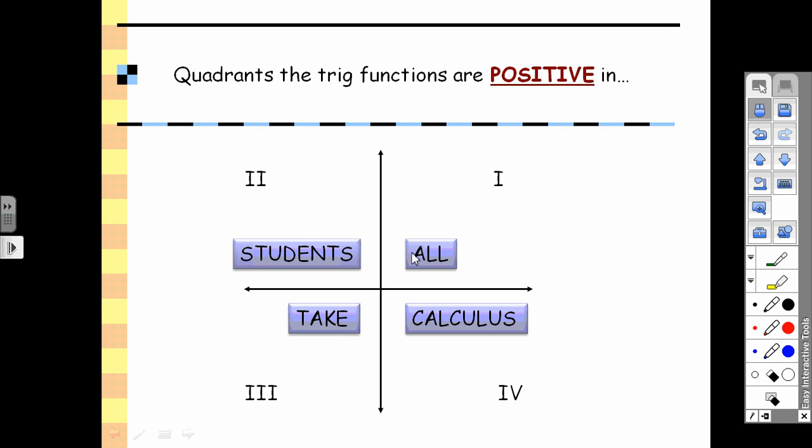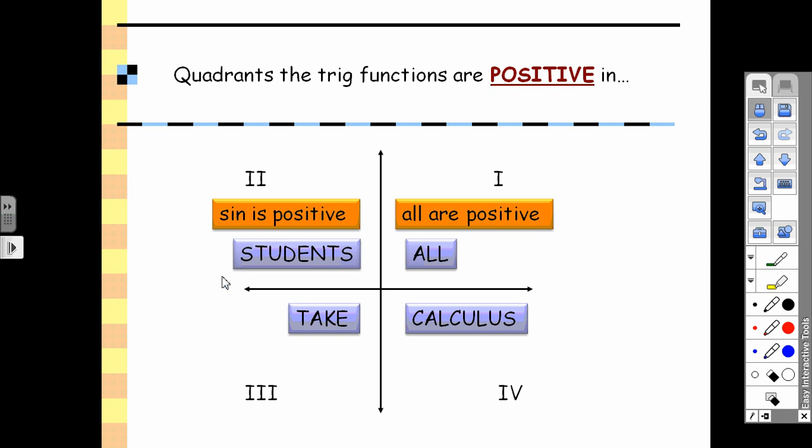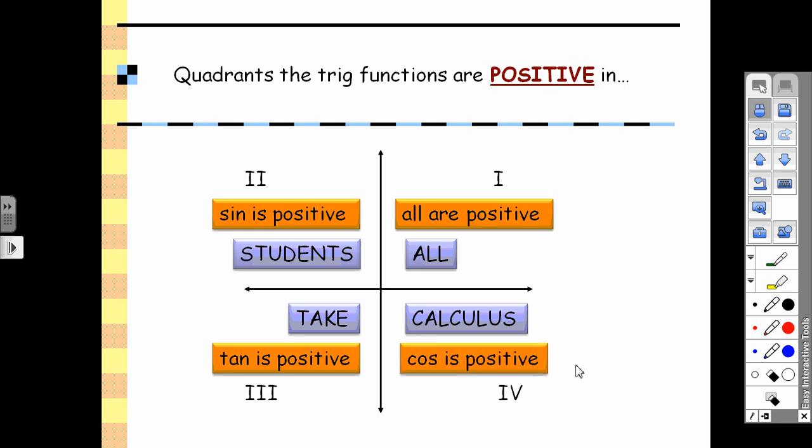So the A, or actually the whole word all, means that all of your trig functions are always going to be positive in the first quadrant. Okay, so over here, this is the S for students. That means that sine is positive in the second quadrant. Down here, T is for tangent. So tangent is positive in the third quadrant. And then last but not least, the C, cosine is positive in the fourth quadrant.